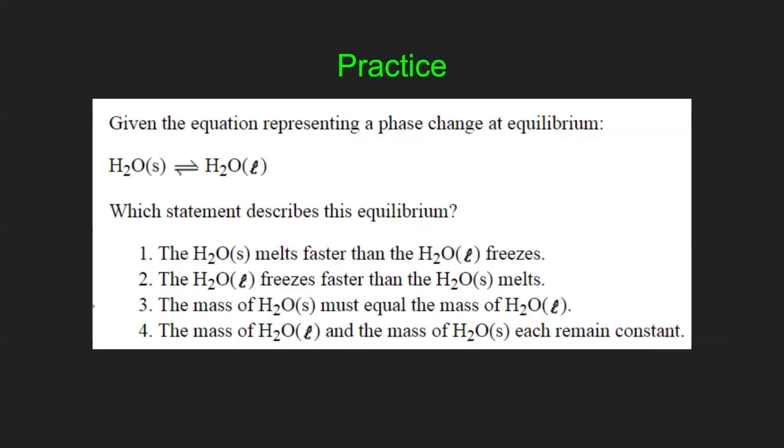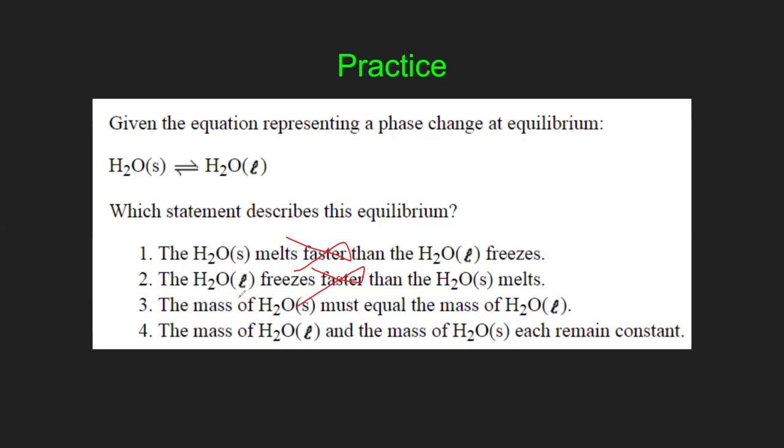Given the equation representing a phase change at equilibrium, okay, that right away, even if we're not talking about water at all, we know we've got a phase change between a solid and a liquid. My two processes, if I have a solid and a liquid, is melting and freezing. So that means that I must have melting happening at the same rate that freezing is happening. Okay, so again, I can go through these choices and eliminate. Nothing should be happening faster than something else.